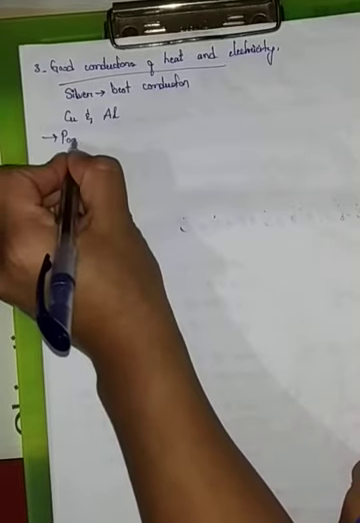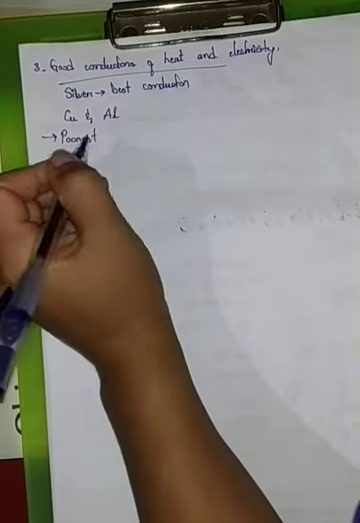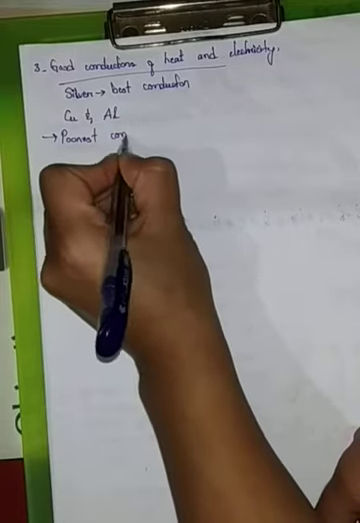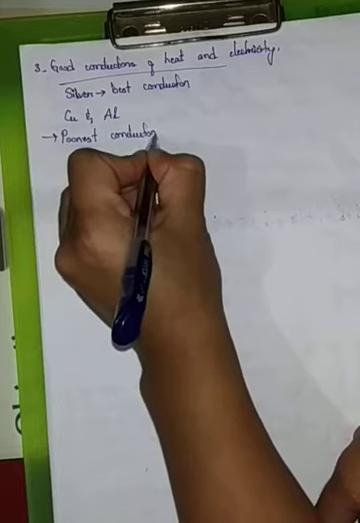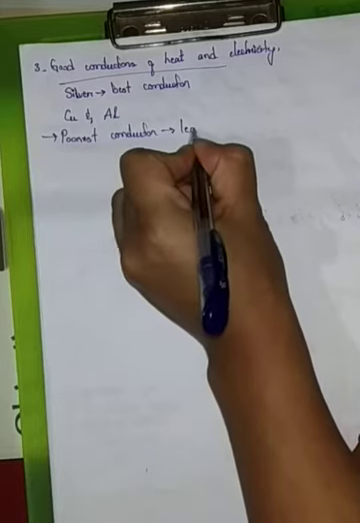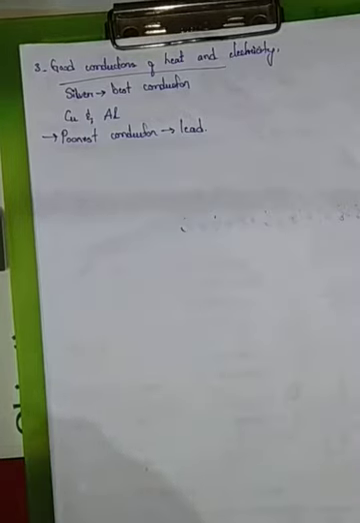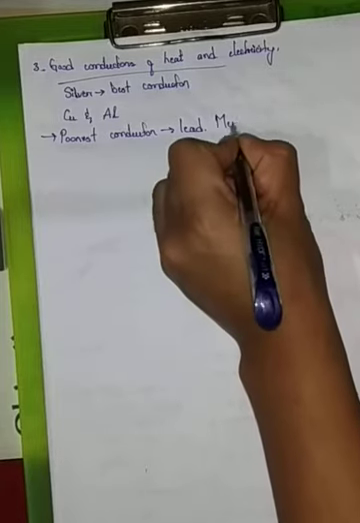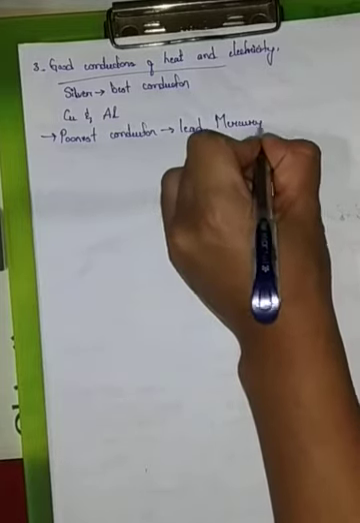Poor means they conduct heat and electricity, but very poorly. The poor conductor of heat and electricity is our lead. Lead metal is the only metal that is a poor conductor of heat and electricity. Even mercury metal also is a poor conductor of heat.